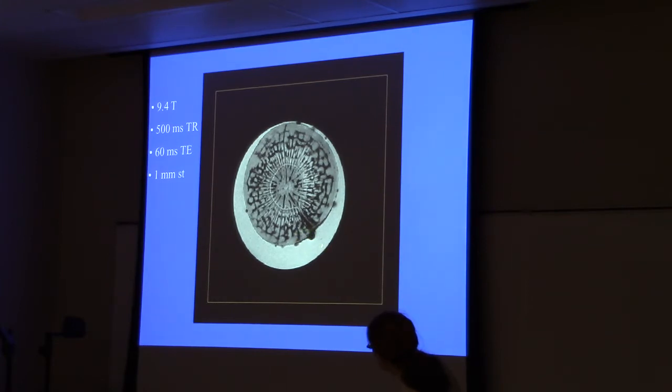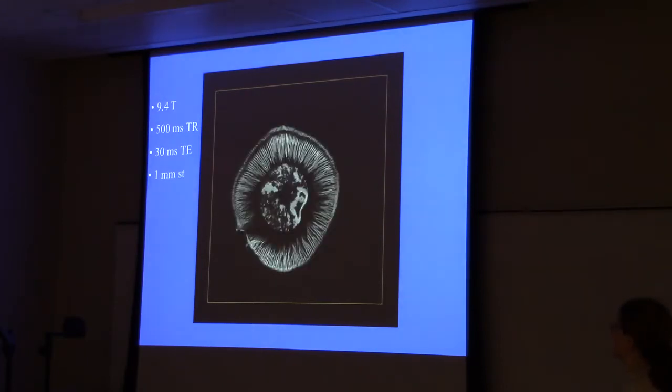And actually, here's a little air bubble. You can see a little bit of susceptibility artifact. It doesn't look like a circle because the magnetic susceptibility is all different. It's a mushroom. Where did the mushroom come from?